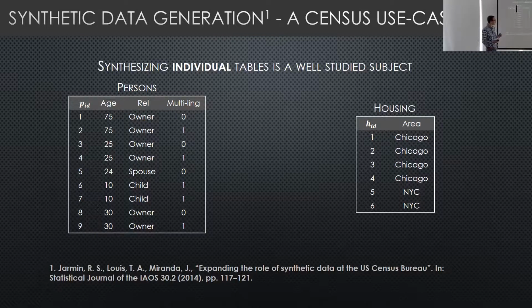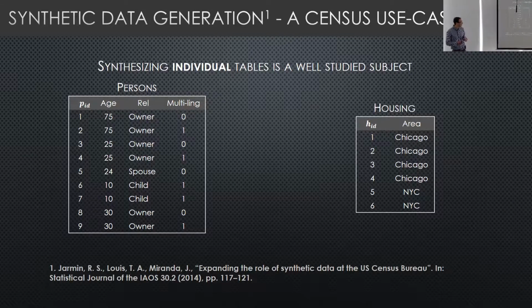So consider these 2 census tables that were individually generated using automatic systems. The first one is a persons table containing for each person their age, their relationship to their homeowner, and whether they're multilingual. The second table is a housing table containing for each household, denoted here by a number, the area in which it is located. So as I've mentioned, these two individual tables can be generated using a wealth of prior work.